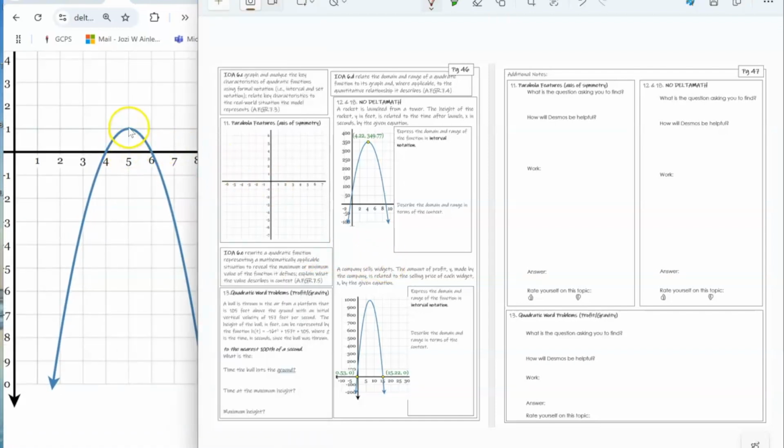So I can see I have my vertex at 5, 1. So 5, 1 right there is my vertex, and then my x-intercepts are 4 and 6, and I just need a rough sketch. So something like that. Okay, my axis of symmetry, so this is my vertex, right?